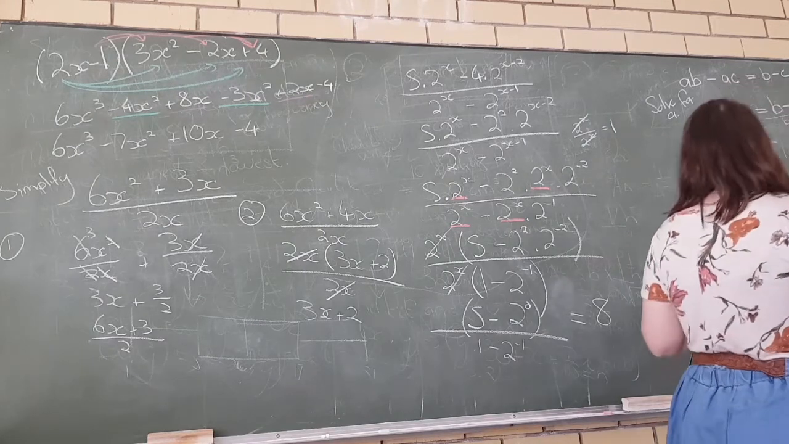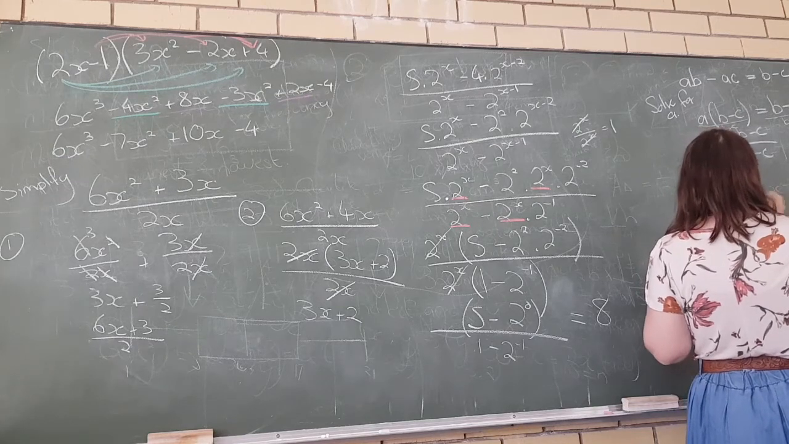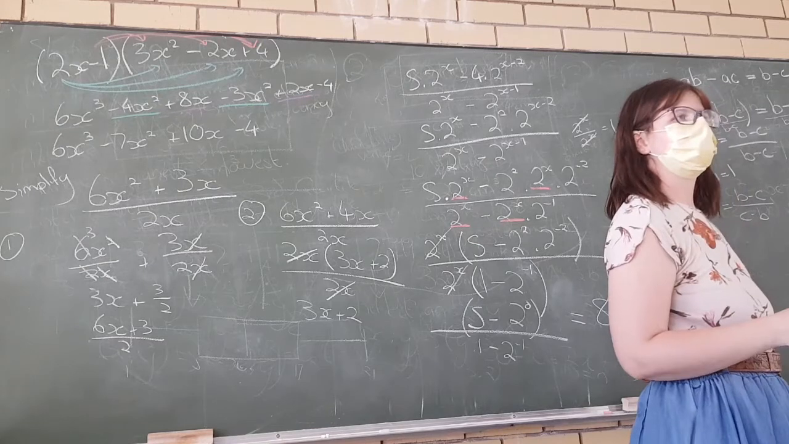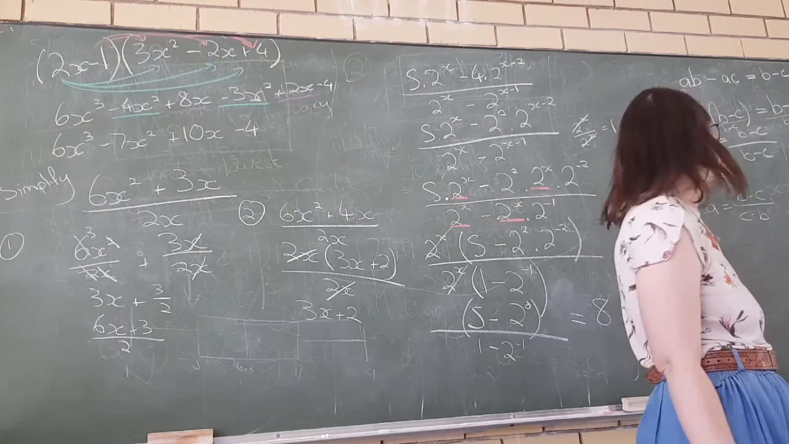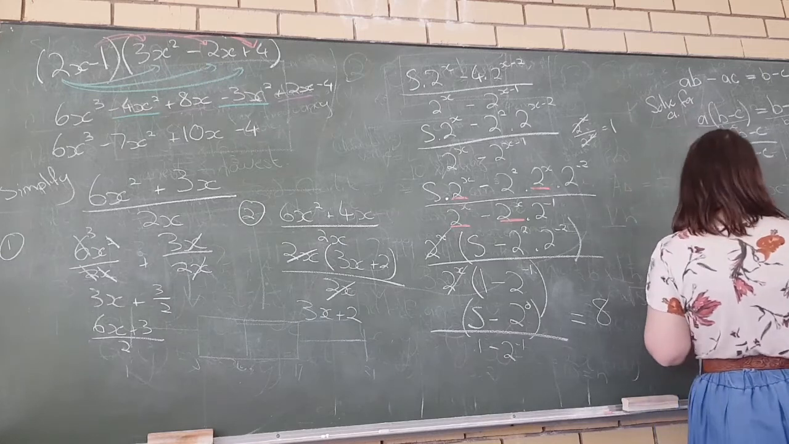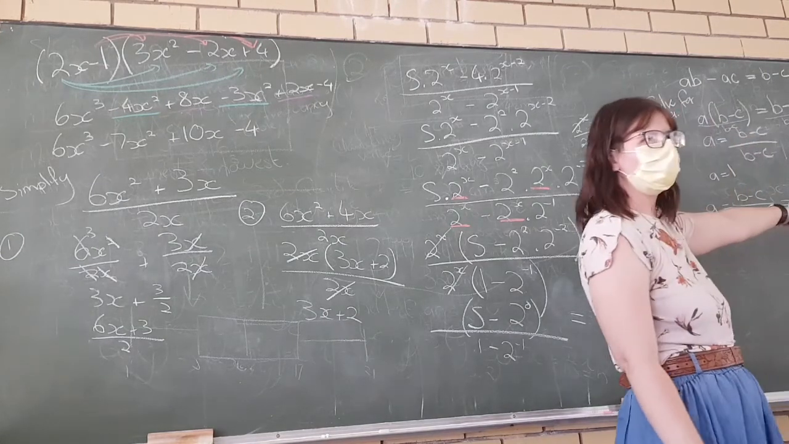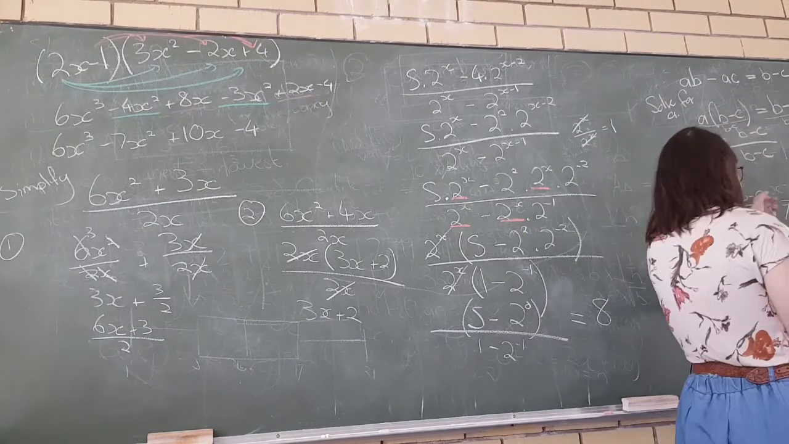Alright, what if the answer came to A is equal to B minus C over C minus B? Could I cancel it? No. Does not equal 1. Okay. This is your answer.